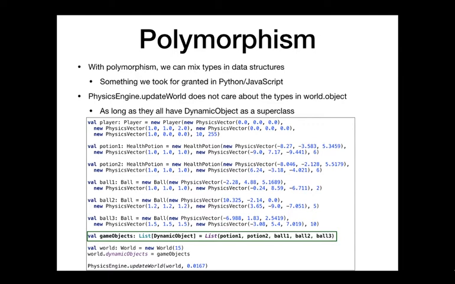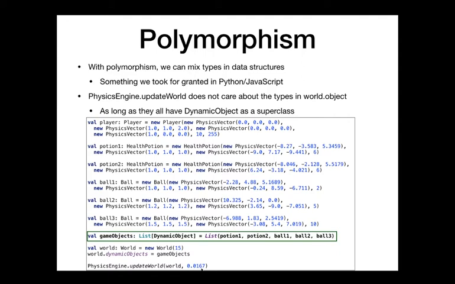So now that all three of those types are dynamic objects, we can create objects of those types, players, health potions, balls, throw them all in a list of type dynamic object. They are all dynamic objects, so we can store them all in the same data structure. We can give that data structure to our game world, and then our physics engine updating the world, all that physics applies to all of those different types.